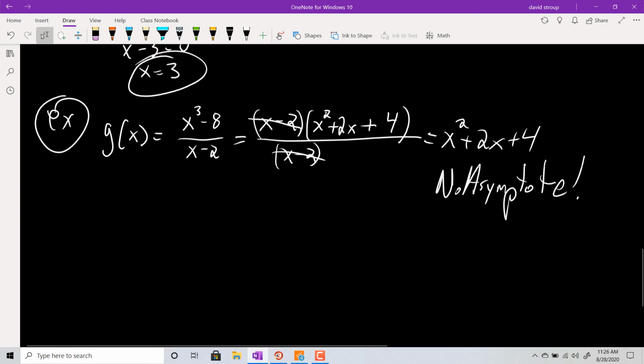Okay, great. Finding one-sided limits. These are kind of fun once you get the hang of it.